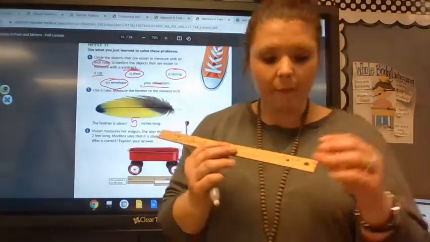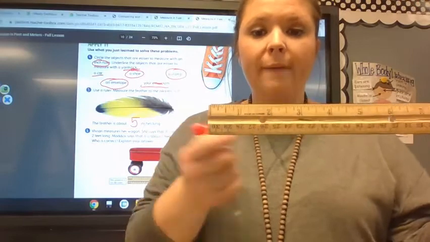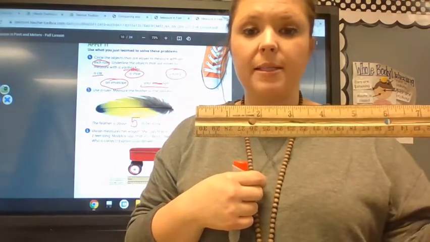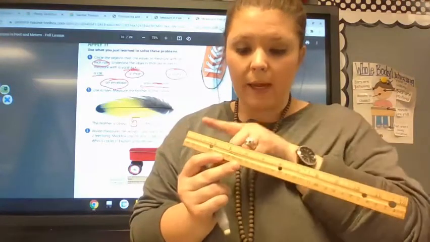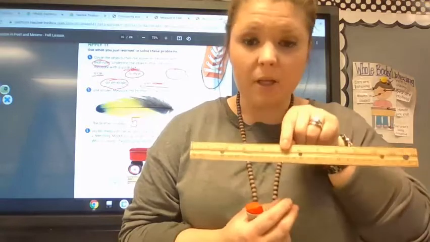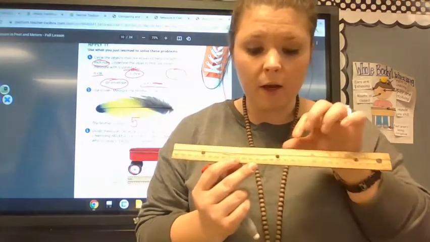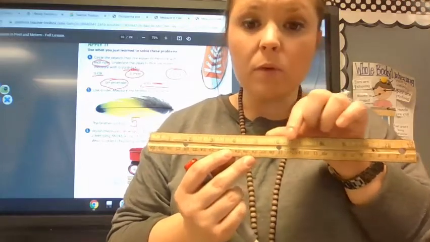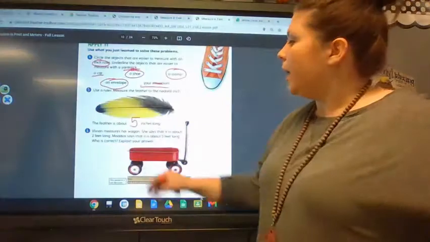Remember, you start the beginning of the object on the 0, or at the end if it does not have a 0 on it, okay? Then you look all the way across to the end of the object and look at the number below it. Sometimes it might be found in between the numbers on there, and we will talk more about measuring those kind of items later on.